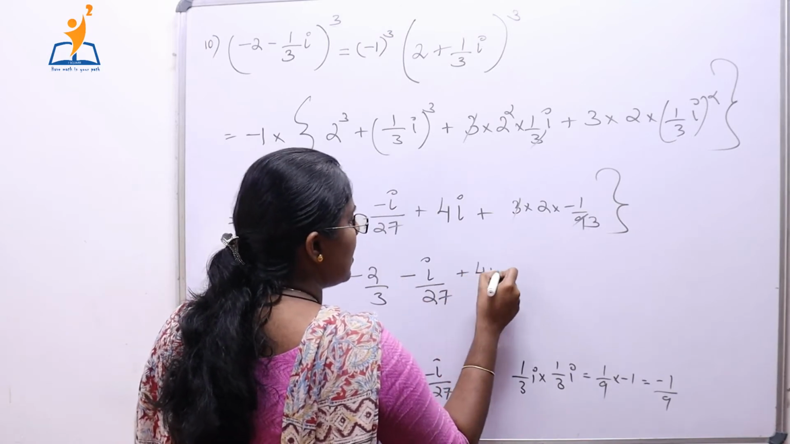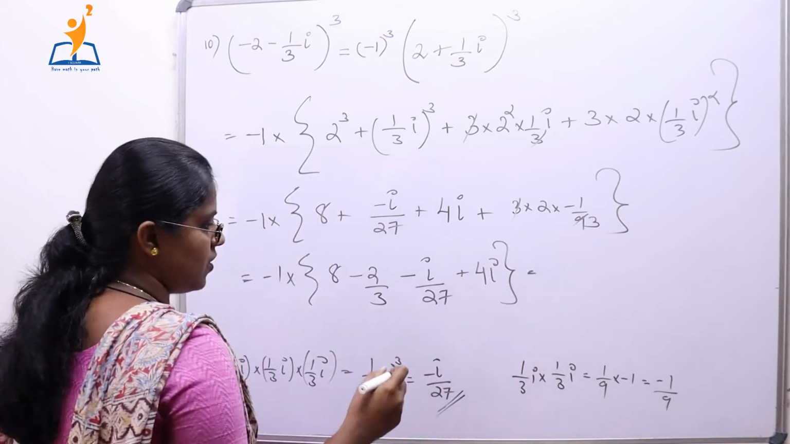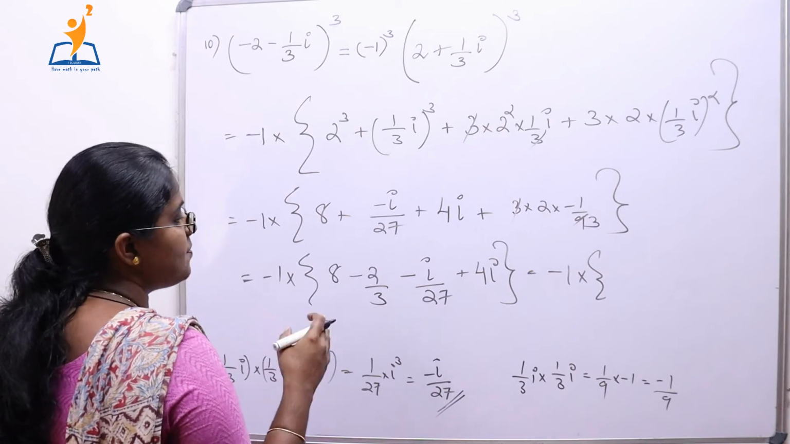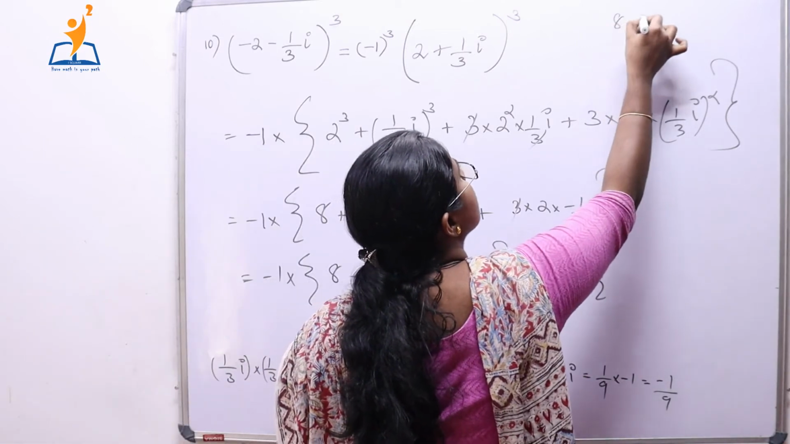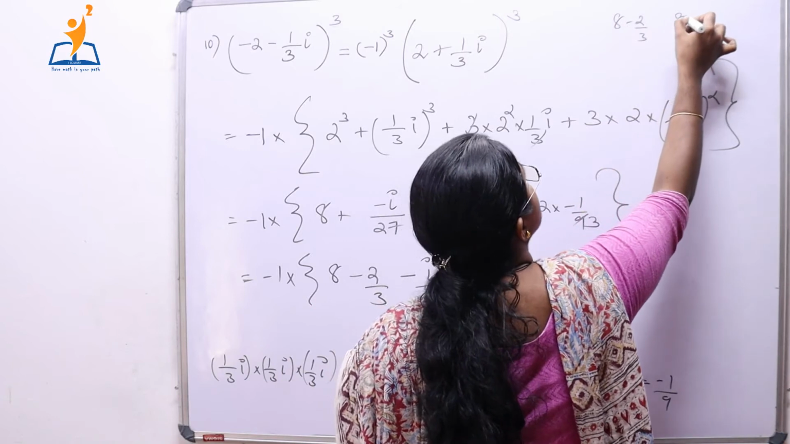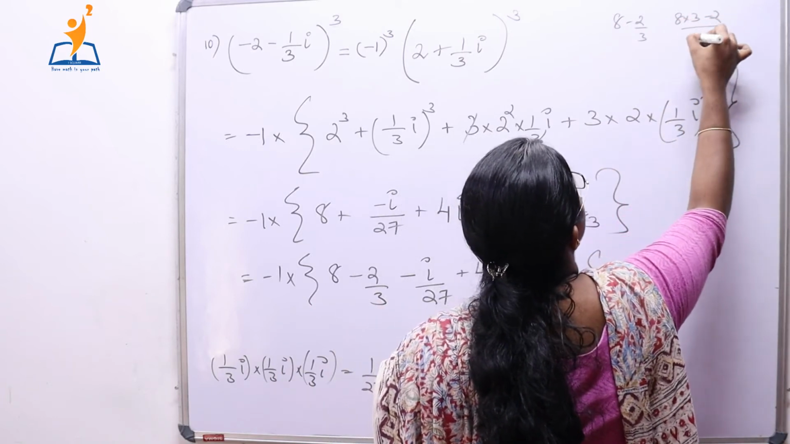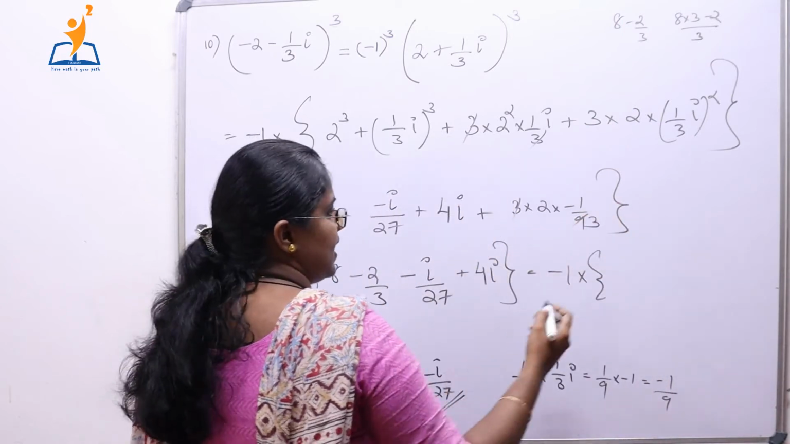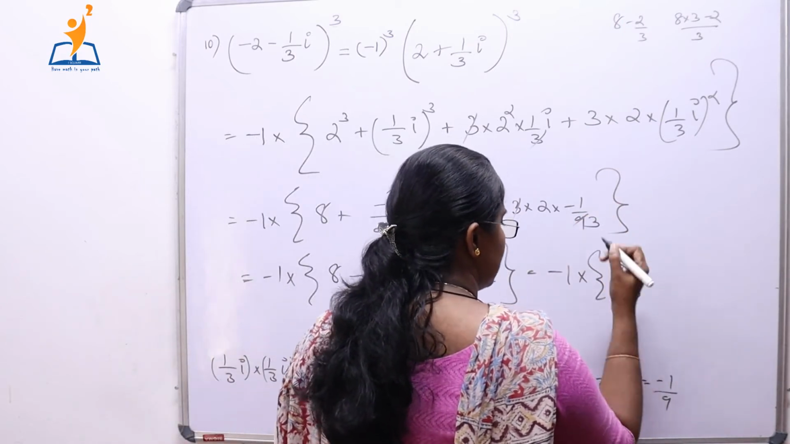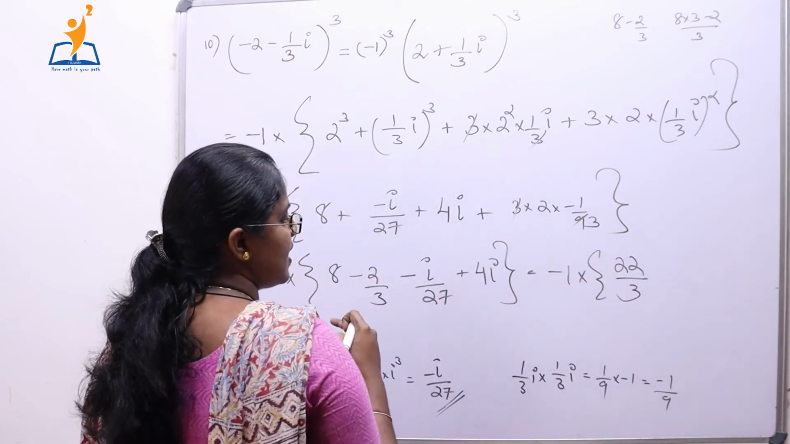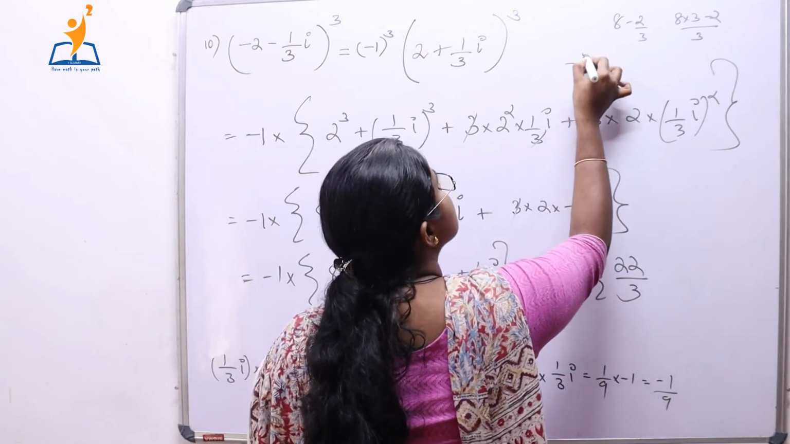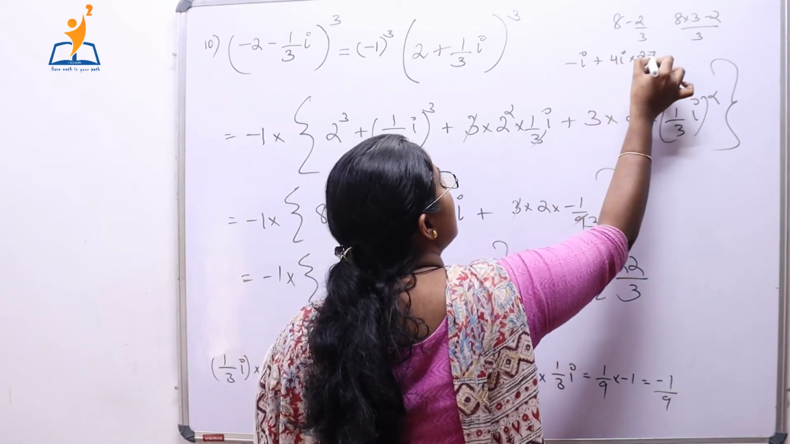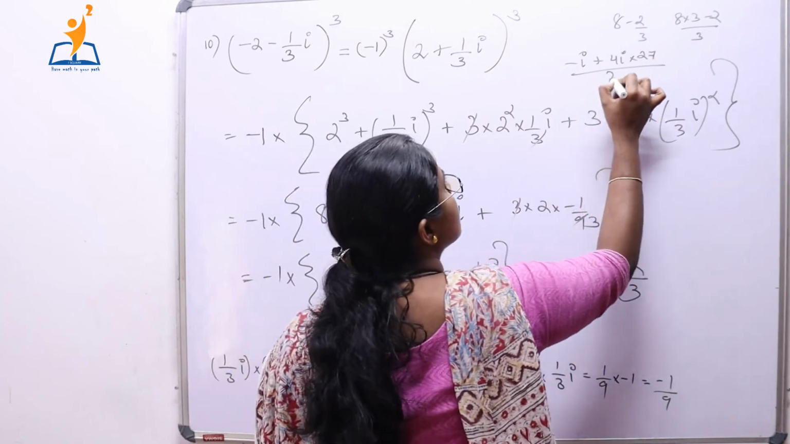Now before solving this we have minus 1 into, what is the real part? 8 minus 2 by 3. How will we find 8 minus 2 by 3? That is 8 into 3 minus 2 by 3. 8 3s are 24. 24 minus 2 is 22. 22 by 3 is the real part. And going for the imaginary part, we have minus i plus 4i into 27 divided by 27.